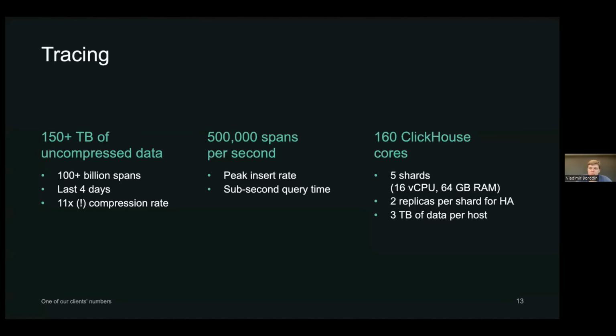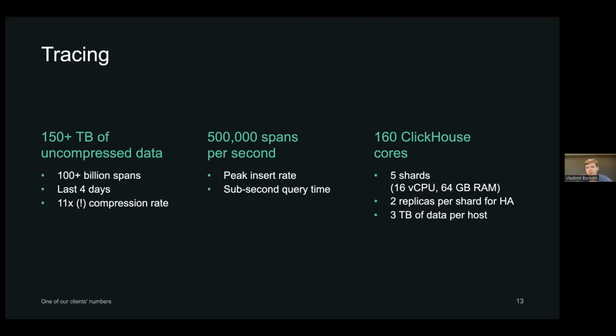It's 150 terabytes of uncompressed data. And the good thing about ClickHouse is the compression ratio, which is more than 10 times. So on disks, you consume only 15 terabytes. They are able to store data for the last 4 days, because the more days you store, the more storage you consume, and that becomes quite expensive. The insert rate is really high: more than 500,000 spans per second, and each span is represented by 2 rows in ClickHouse. So it's approximately 1 million rows inserted per second.